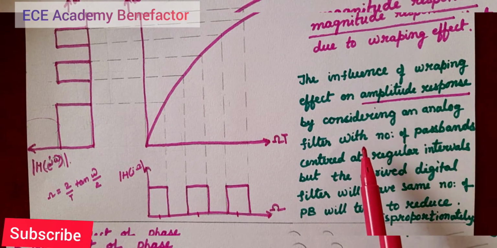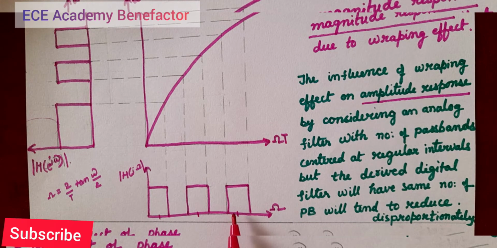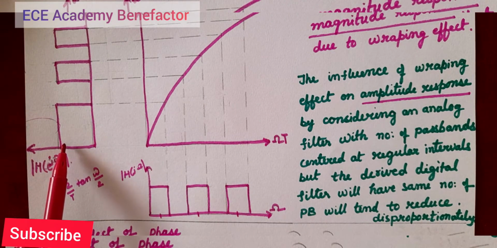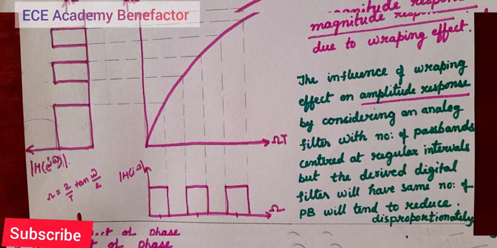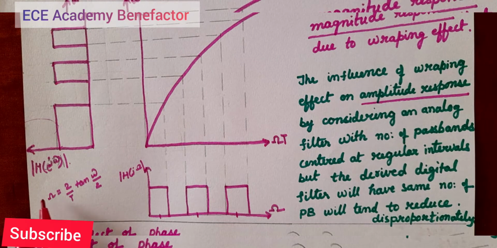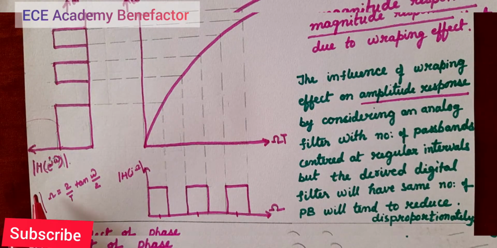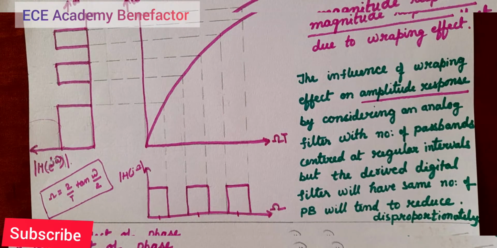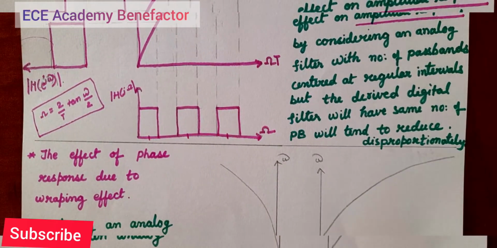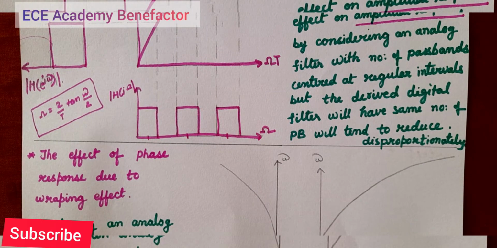By considering an analog filter with a number of pass bands centered at regular intervals, the derived digital filter will have the same number of pass bands, but they tend to reduce disproportionately. Okay, so the wrapping effect is due to this equation, ohm is equal to 2 by T tan omega by 2. Now coming to the phase response, what is the effect of wrapping effect on phase response?